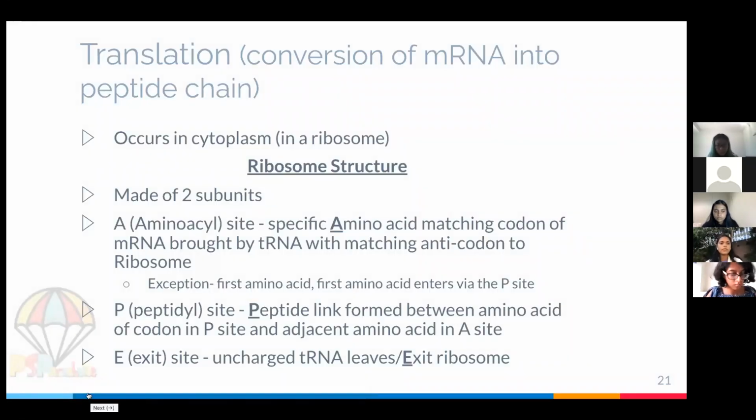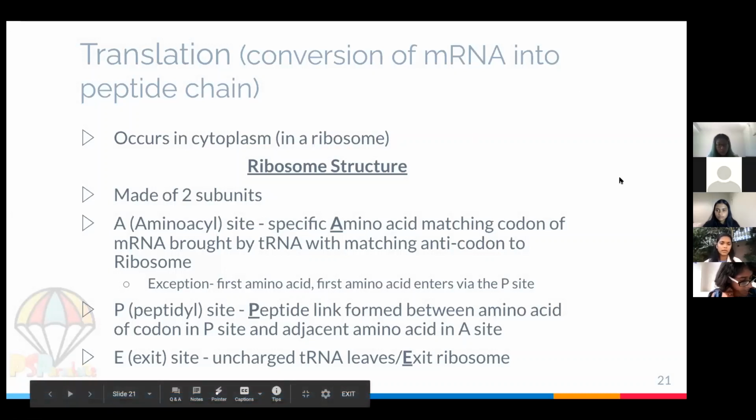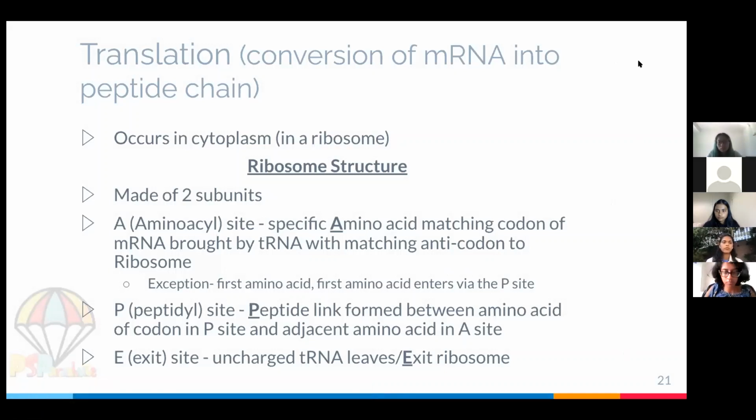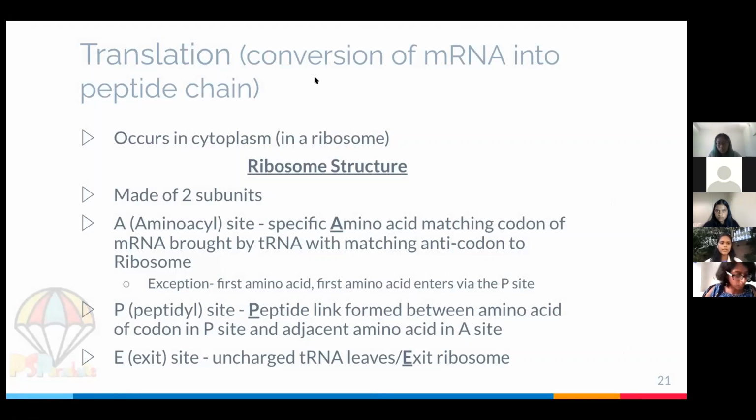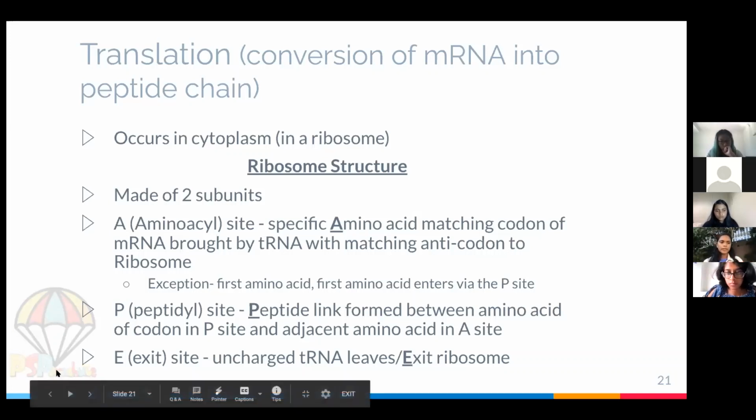Okay, so translation is the conversion of the mRNA to a peptide chain. It occurs at the ribosomes that are in the cytoplasm, or it can also occur at the ribosomes that are on the rough endoplasmic reticulum. Quickly, before we can go through translation, we have to understand the structure of a ribosome. The ribosome is made up of 2 subunits, and there's 3 parts. There's the A site, which is where the amino acid matching the codon on the mRNA is brought by the tRNA, and that's where they first make contact.